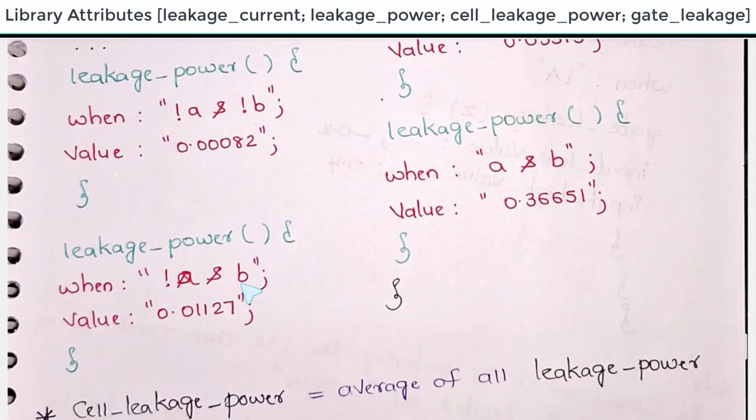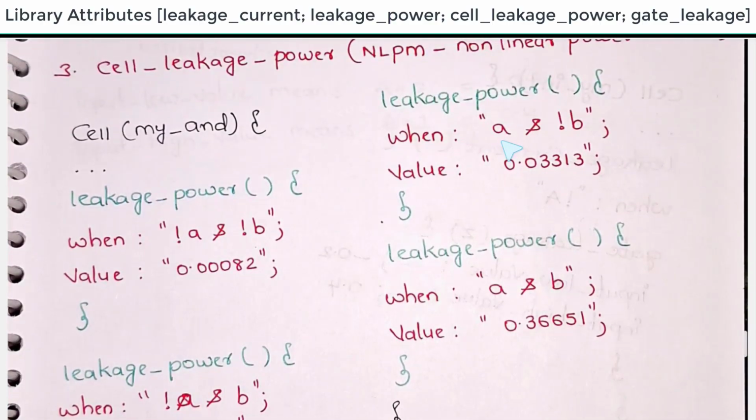This is A 0, B is 1. This is the value of leakage power that we are getting. When A is 1, B is 0, this is the leakage power value. And when A is equal to 1, B is equal to 1, this is the leakage power value that we are getting. As we have seen, leakage power is equal to V into I. So simply VDD should be multiplied with I static, so that we get this particular thing.